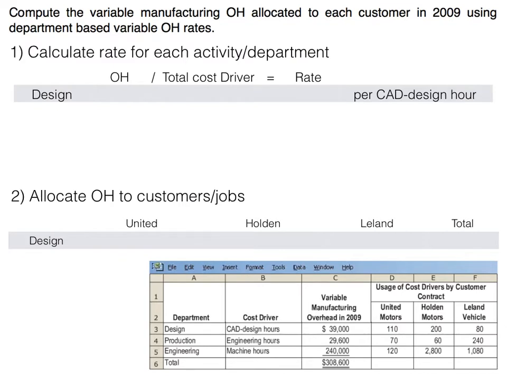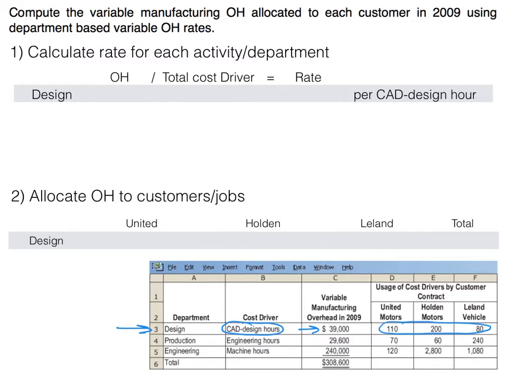So let's do the first one together, which is design department or design activity. And we first have to calculate a rate for this department or this activity. If we look at our original data, we can see that the design activity's cost driver is CAD design hours. The total overhead for that department or that activity is $39,000. And this is the number of CAD design hours that each client or customer uses in that department.